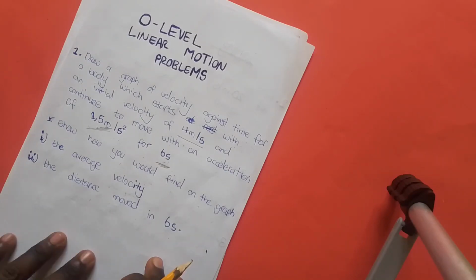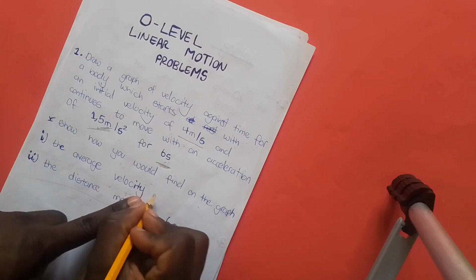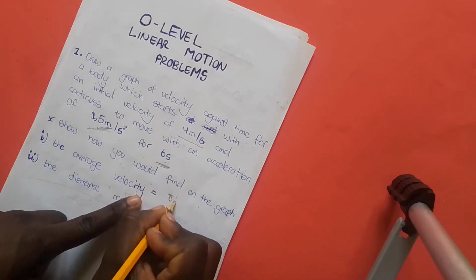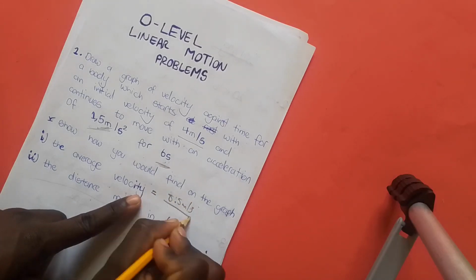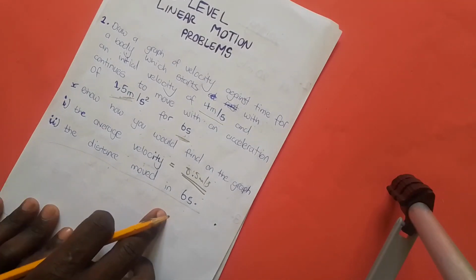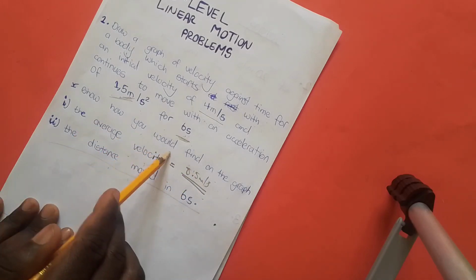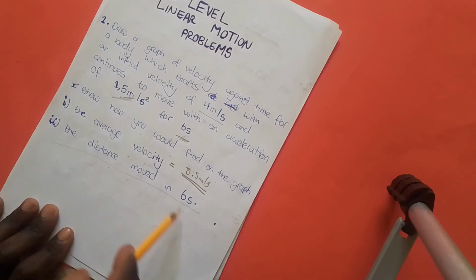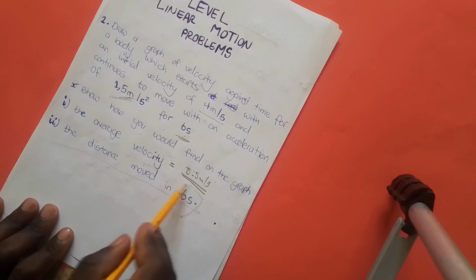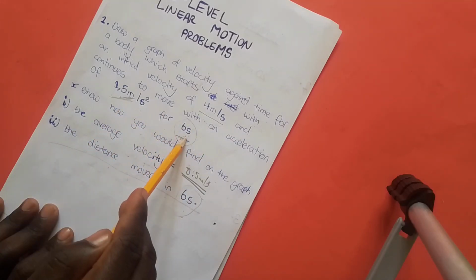Okay, so we've moved on to question 2. We've calculated the average velocity, 8.5 meters per second. Item 2 is now saying to show on the graph how you would find the distance moved in 6 seconds, right? The distance moved in 6 seconds. The body only moved for 6 seconds, right? And from the question, the body only moved for 6 seconds, right?